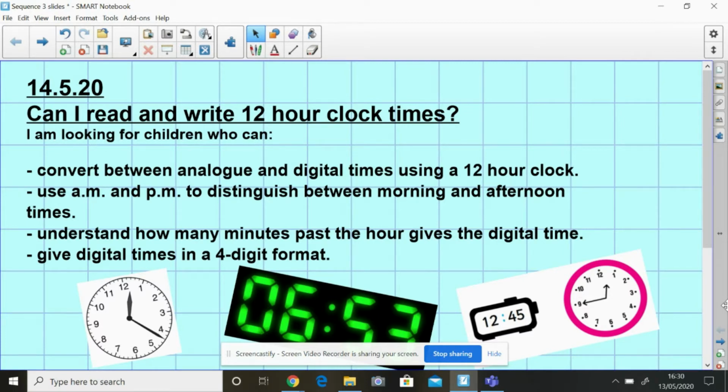Today we're looking at can I read and write 12-hour clock time? So throughout today and tomorrow and probably Monday, we're going to look at 12-hour and 24-hour clock times, but today we're only focusing on 12-hour clock times, okay?